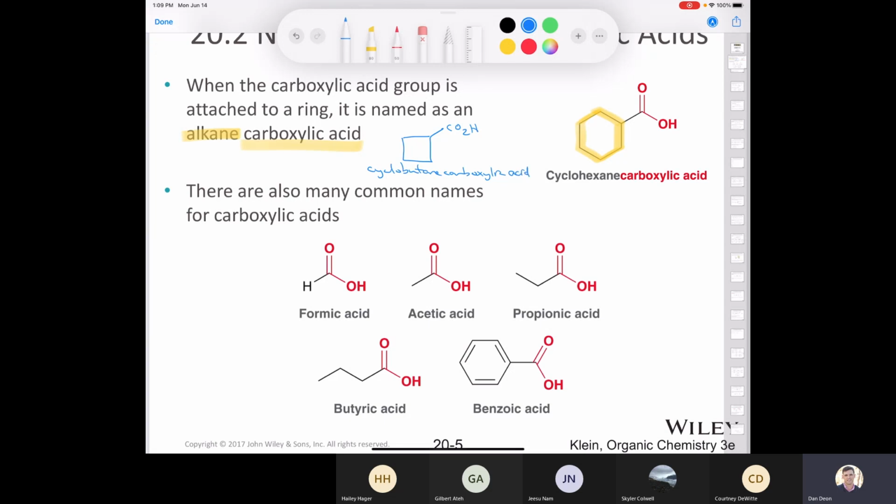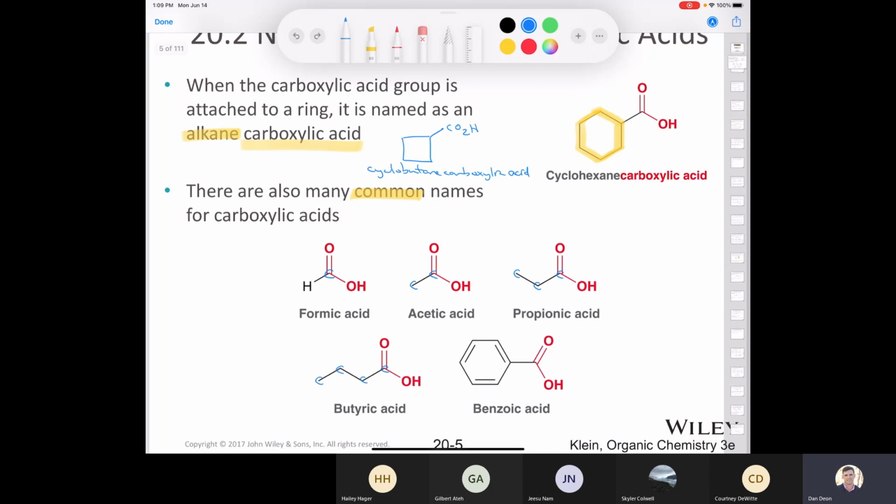Anyhow, there are also many common names that are used for carboxylic acid. If you only have one carbon, instead of methanoic acid, we call it formic acid. Again, this is a common name. If you have two carbons, instead of ethanoic acid, we call it acetic acid. If you have three carbons, instead of propanoic acid, we call it propionic acid. If you have four carbons, instead of butanoic acid, we call that butyric acid.